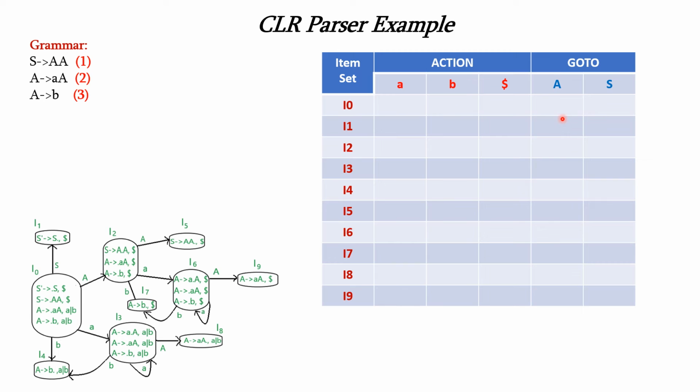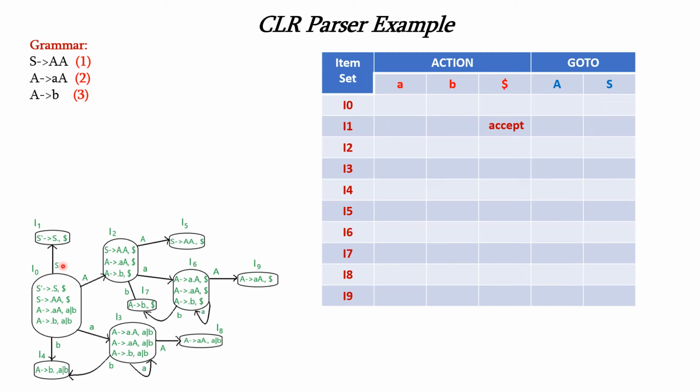Now first we know that action consists of four things, that is shift, reduce, accept, and error. So always I1 comma dollar will be accept. Next we have to consider the shift action, for which we have to consider the transition diagram.